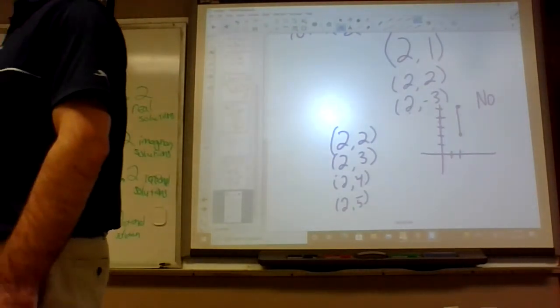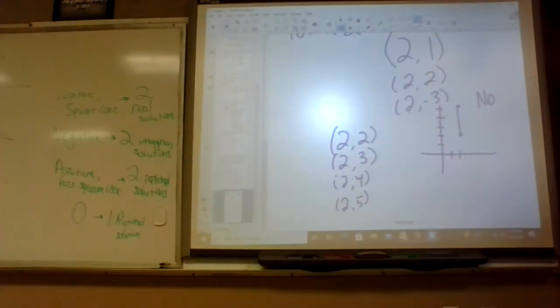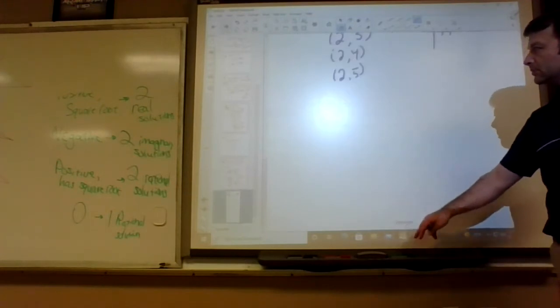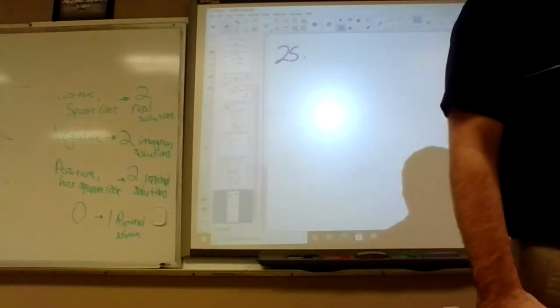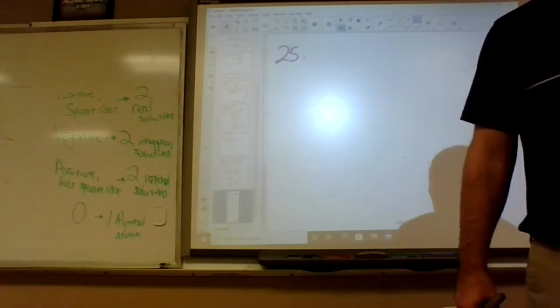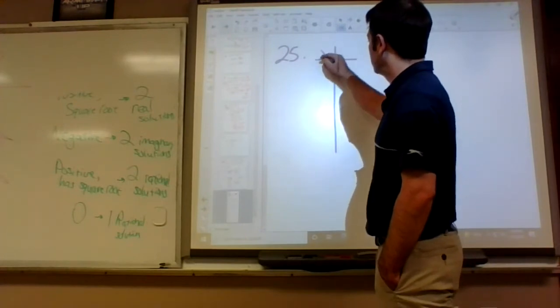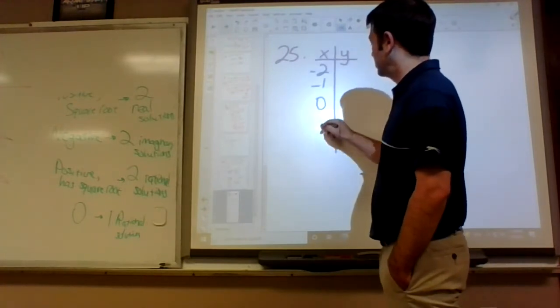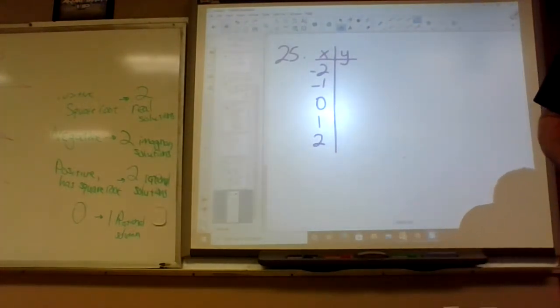Okay, now we're jumping to 25. So, let's see, 25 says use g of x equals x squared minus 3. The domain is negative 2 to 2, make a table to represent the function. So we're making another table, running from -2 to 2, and g of x equals x squared minus 3. Right? Yes.